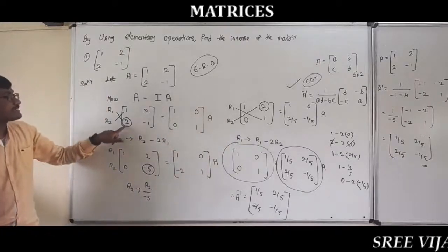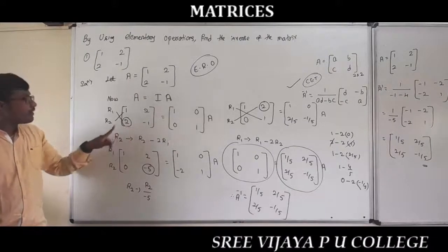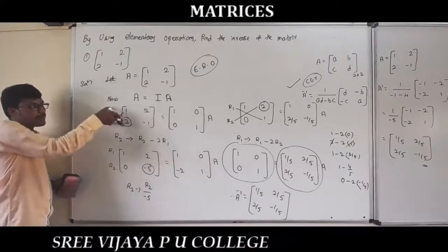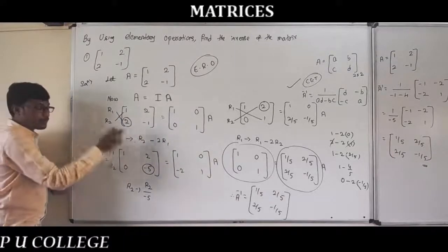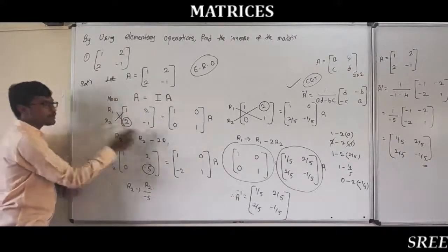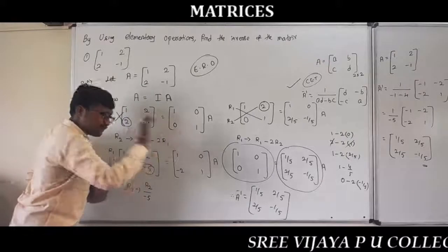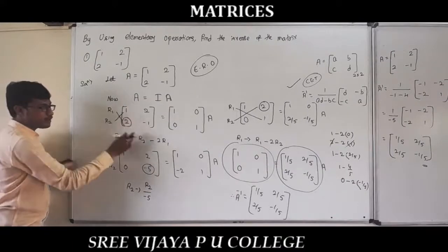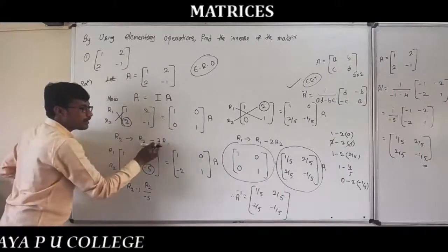For the first step, to make this a 0, which row is it in? R2. To make the first element of R2 a 0, I apply the row operation R2 becomes R2 minus 2 into R1. Just to find the logic, 2 into R1, 1 into R2. First R2 must be written, that's why 1 into R2 is R2, then minus 2 into R1. You can subtract the two rows. R1 will remain the same, R2 will change, using the corresponding R1 elements.